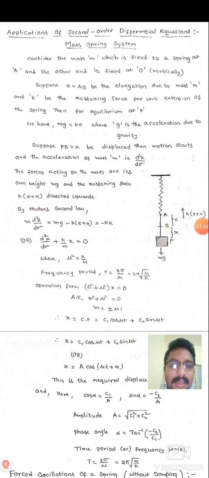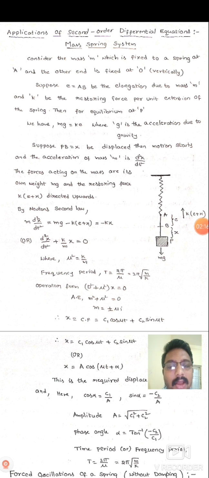Now let mu square be k by m. Using this we can find the period, which is given by 2 pi by mu, that is 2 pi into root of m by k. Now the second order differential equation of motion can be written in the operator form. The operator form is D square plus mu square of x equal to 0, where D is a differential operator, that is D is d by dx.